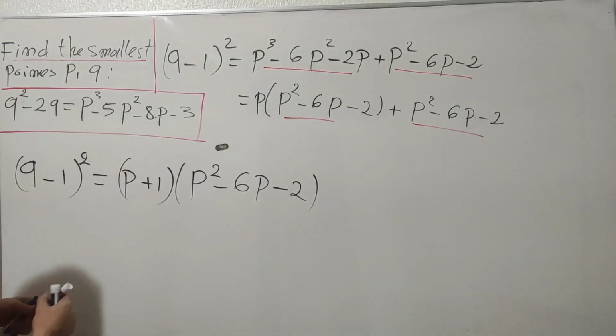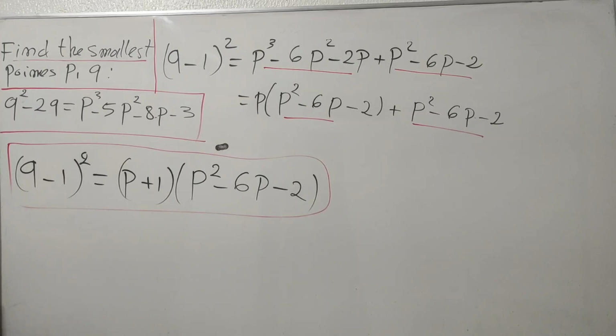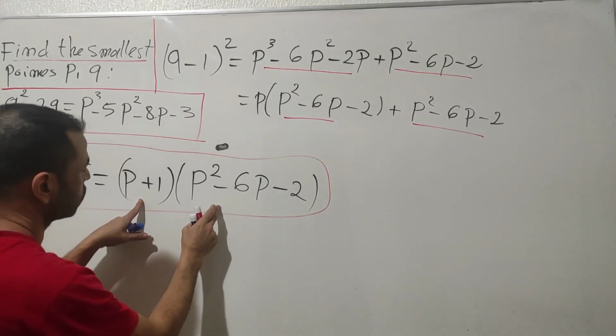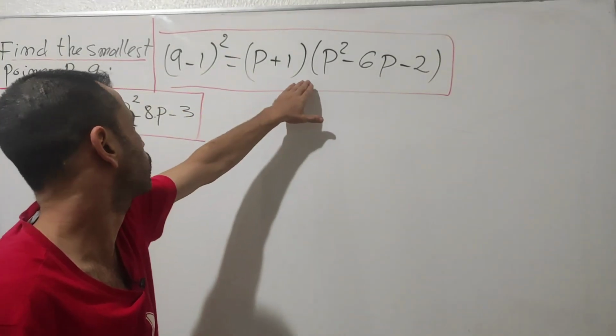Here is a nice expression. We get a perfect square on the left hand side of this equation, and a product on the right hand side of this equation. Now we are done with the first step because we have factorized this equation into this form.